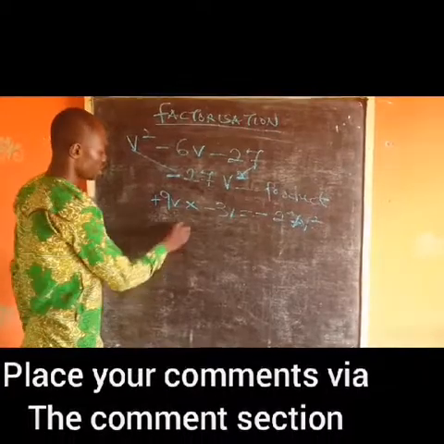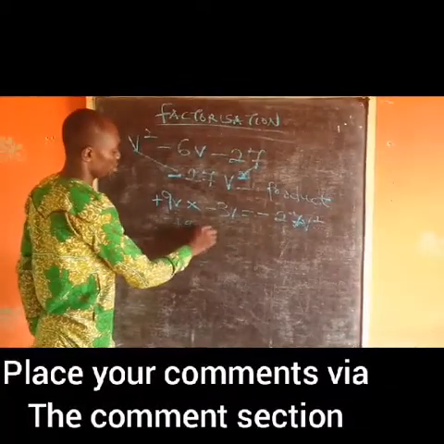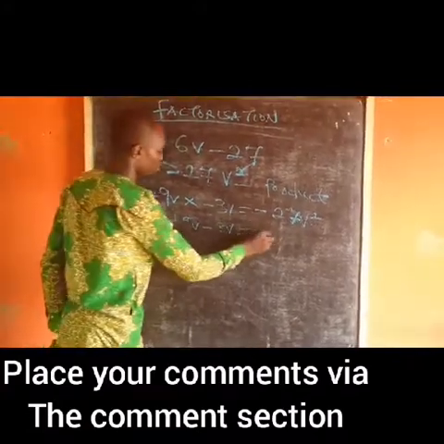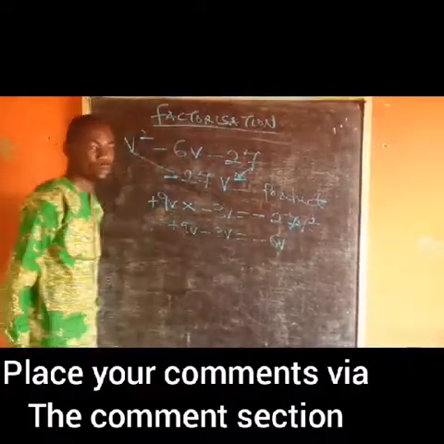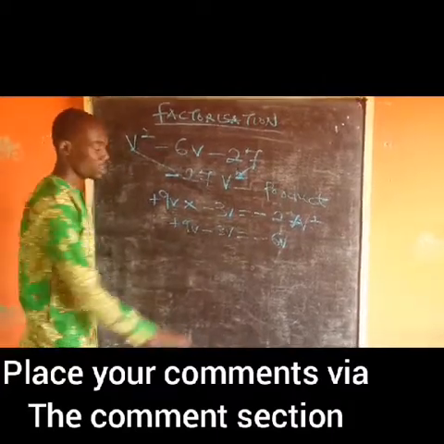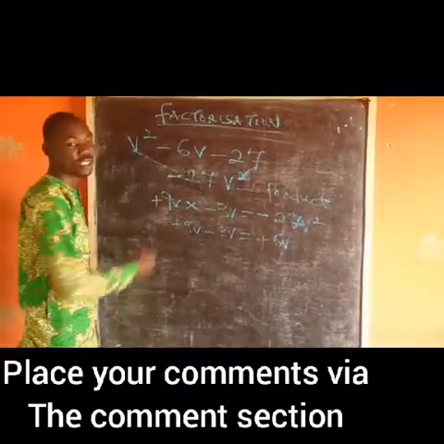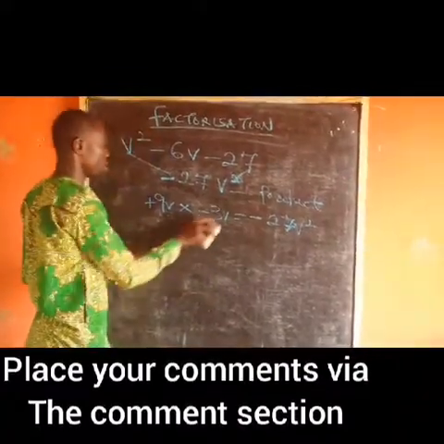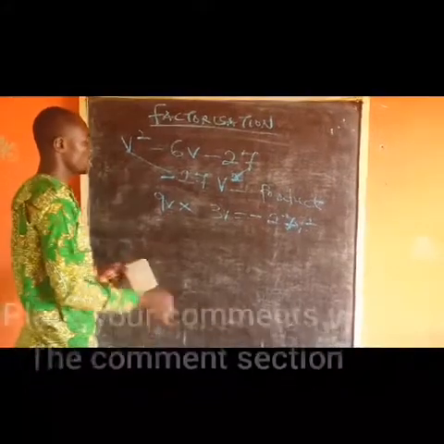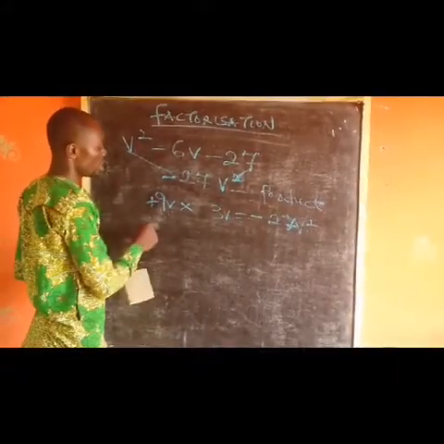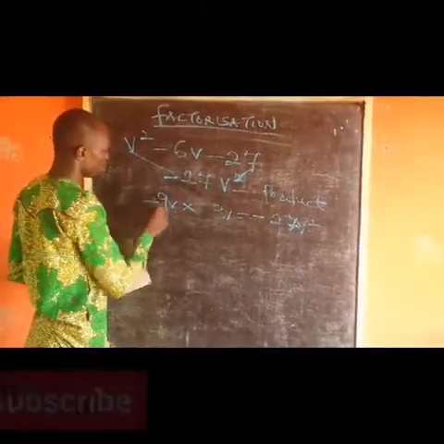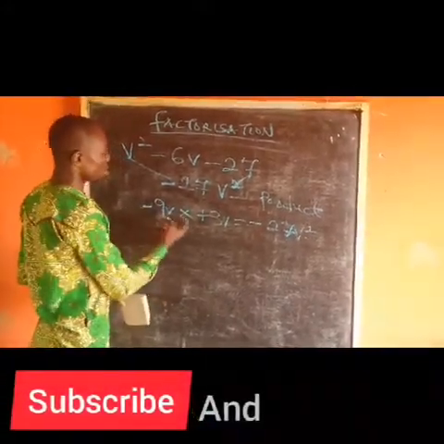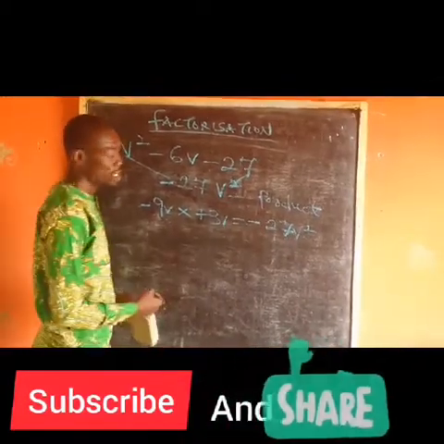But let's see. Minus 9v minus 3v cannot give us minus 6v. It's going to give us plus 6. And here we have minus 6v. So if I were you, I would just change the signs. I can change the sign here to minus, and plus. So minus times plus, you are going to have minus there.